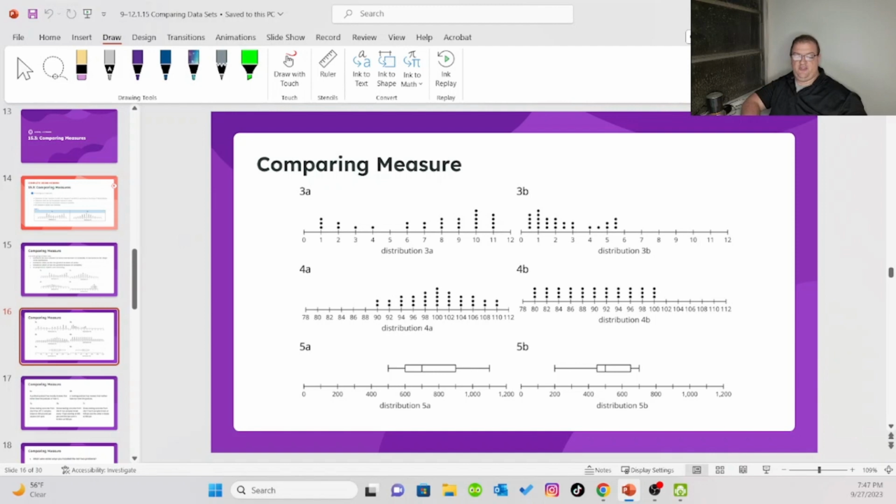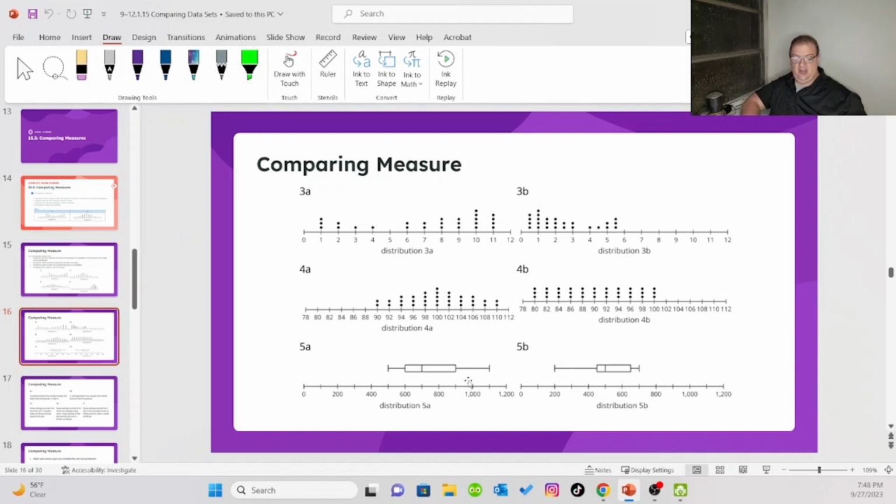The median for 5A is greater than here. We can see that the median is this middle line. So the median is at 700, whereas in 5B, the middle line tells us the median is 500. So the median is greater here in 5A.